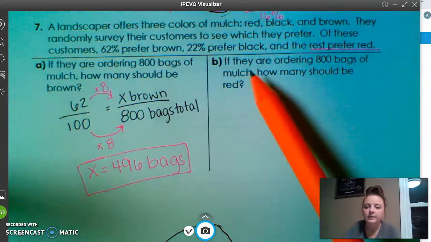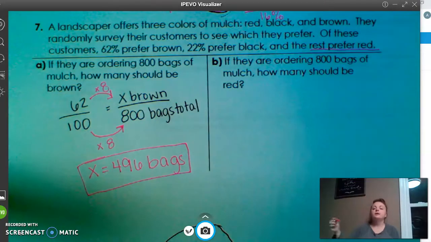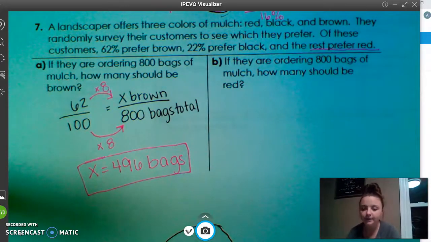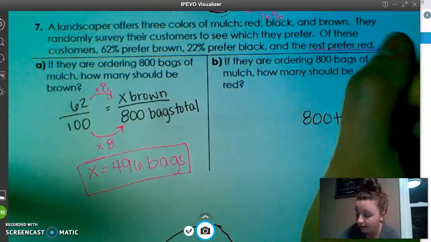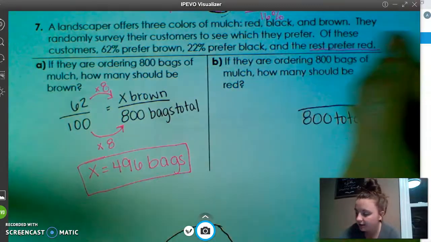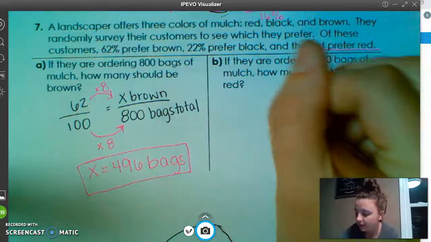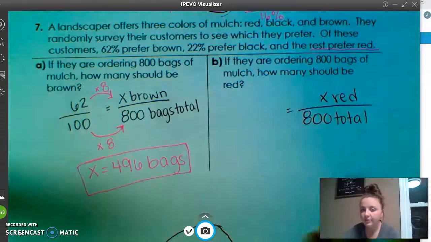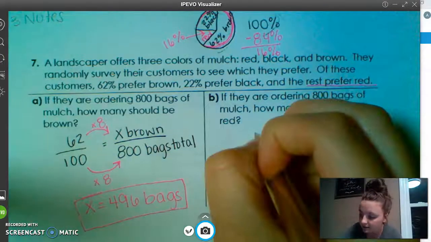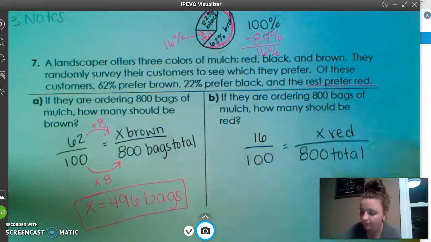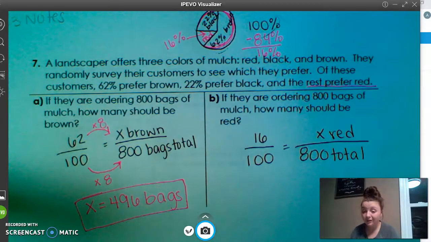Okay. B says if they are ordering 800 bags of mulch, how many should be red? So you go ahead and try that, pause, and then come back. Okay, so I know 800 bags in all, or in total, and we want red, but I don't know how many red, so I'm going to do X red. Okay, well, I know that red is 16% out of the 100%. So I would do 16 over 100. Again, I would scale up. Going from 100 to 800 is really easy.